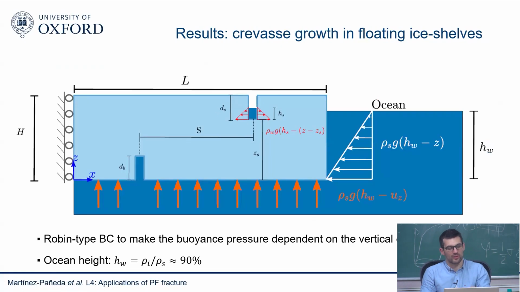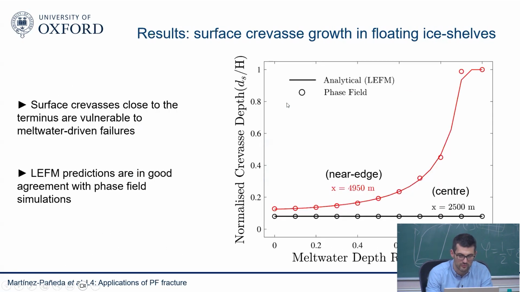So these were grounded ice shelves, but we can have floating ice shelves where we can have these basal crevasses in the bottom and the surface crevasse in the top. So again, you have a bit of a funny boundary condition here, but you have some Robin type boundary conditions to capture the buoyancy pressure on the vertical displacement. But otherwise, it's the same problem. Again, you capture this with phase field.